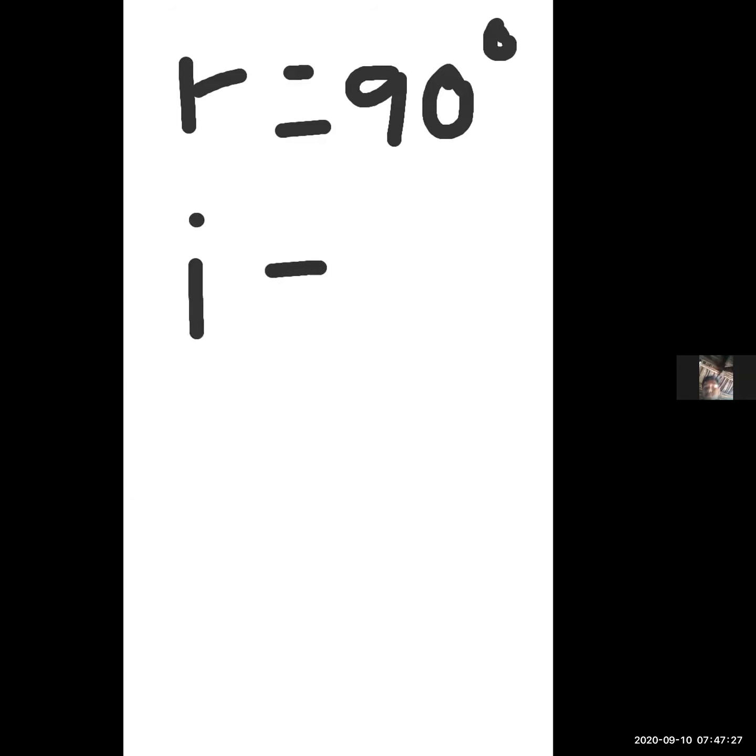First, write: if R is equal to 90 degrees, start writing, everybody, 90 degrees, then I is equal to C. I will erase this, so write fast. R is equal to 90 degrees. I equal to C. Then after this, write this one.